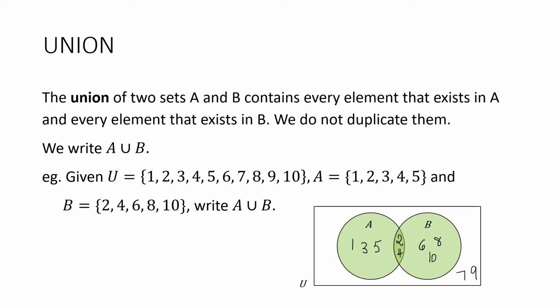I'm going to start by drawing this as a Venn diagram. The sets overlap because we have common elements. 2 and 4 exist in both sets. Then set A also has the numbers 1, 3 and 5. Set B has the numbers 6, 8 and 10. And outside those two sets are the numbers 7 and 9. The union is all of this. Everything in A, everything in B, and don't double up the 2 and the 4. And this is what we write. A union B is the numbers 1, 2, 3, 4, 5, 6, 8, 10.